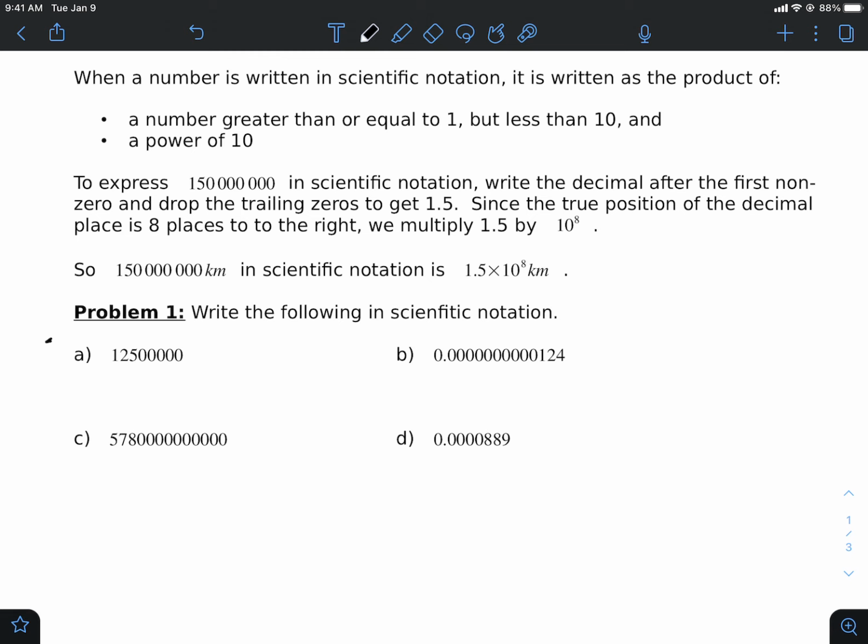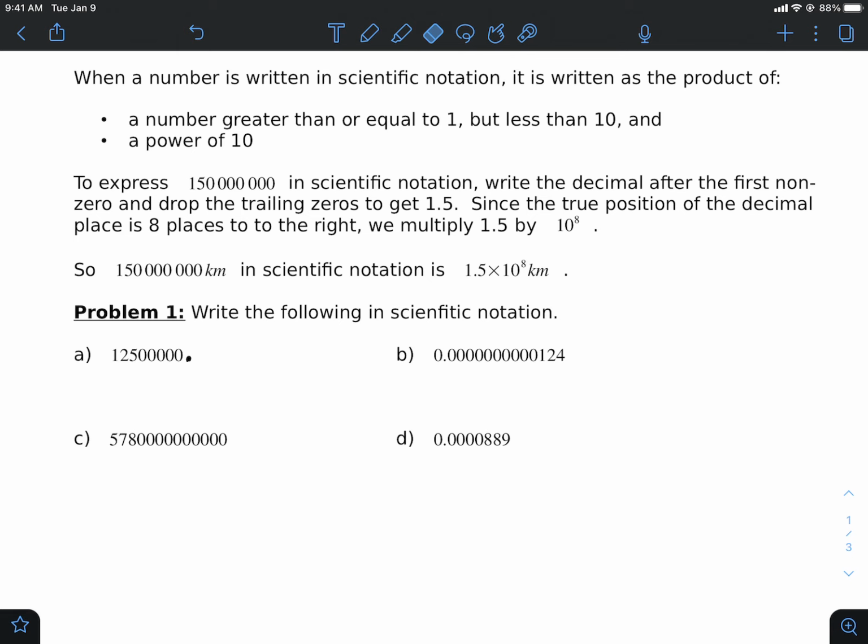Okay, so for this one, I think one of the other key steps is identifying where the decimal place actually is. So with A, where's the decimal on this one? Declan? It would be 1.25. Okay, yeah, but where's the decimal right now? Where's the very far right side? So the very far right side, I would say that here's the decimal, right? Okay, it doesn't say that, but you could imply it. So there's the decimal at the very end.